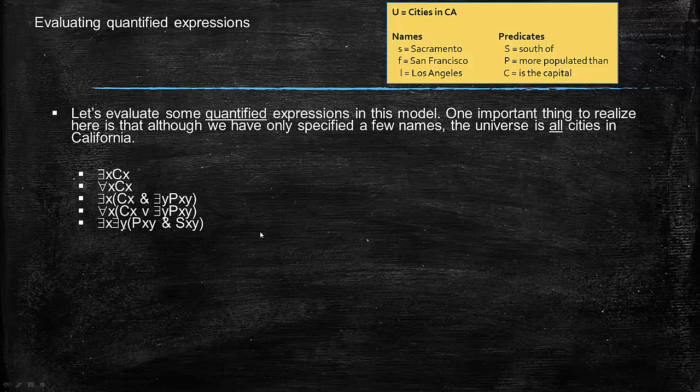There exists an x and there exists a y such that x is more populated than y and x is to the south of y. Well, surely, Los Angeles is more populated than San Francisco, and Los Angeles is to the south of San Francisco. It is not the case that for all x, x is more populated than s. Well, that says it's not the case that everything is more populated than Sacramento, and that's certainly true. There are many, many cities that are less populated than Sacramento. Okay?